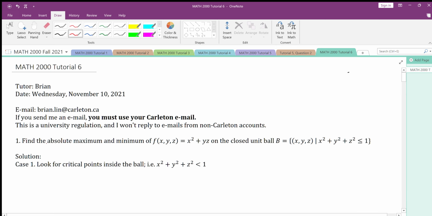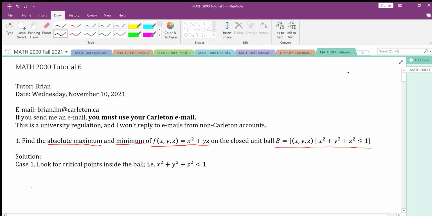Question 1. Find the absolute maximum and the absolute minimum of this function f, which equals x squared plus yz, on the closed unit ball B. To do that, I'll break up the work into 2 cases. Case 1 will be what happens when we're inside the ball, so x squared plus y squared plus z squared is strictly less than 1.